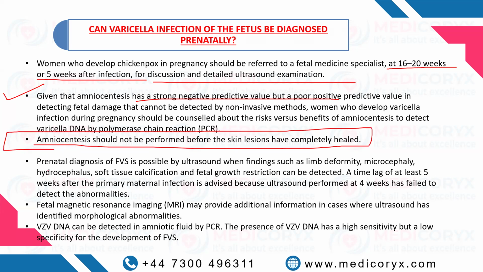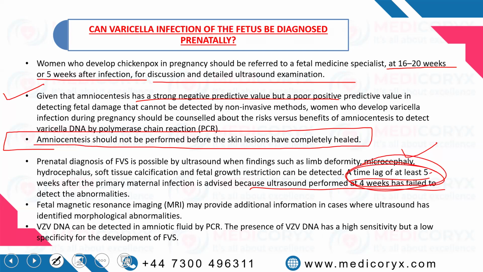So prenatal diagnosis of fetal varicella is possible by scan when findings such as limb deformity, microcephaly, hydrocephalus, soft tissue calcification, and fetal growth restriction can be detected. A time lag of at least 5 weeks after the primary maternal infection is advised because ultrasound performed at 4 weeks has failed to detect the abnormalities. So we will take at least a 5 weeks window period. Fetal MRI may provide additional information in cases where ultrasound has identified morphological abnormalities.